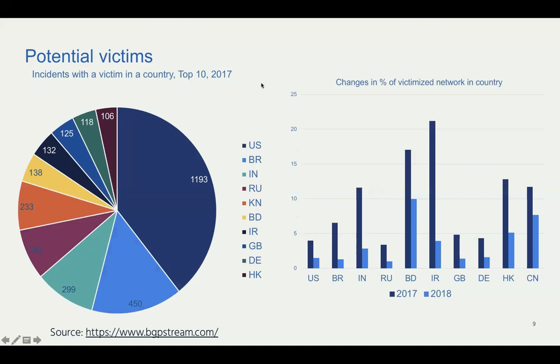Well, let's look at the potential victims. You can see the similar list of countries, US leading the list. They were mostly affected by routing incidents. And if you look at the dynamics again, I think that's a definitely positive dynamic. It really shows that the percentage of victimized networks in the country reduced significantly. And in some countries, like in Brazil, for instance, there was a very significant drop from almost 7% to slightly more than 1% of victimized networks.